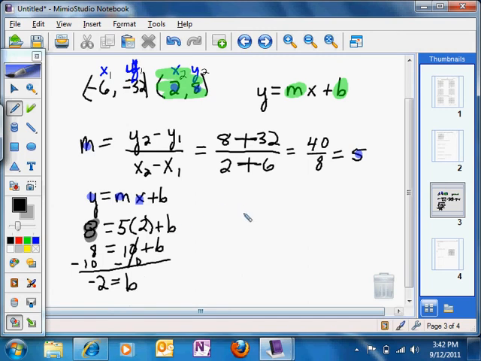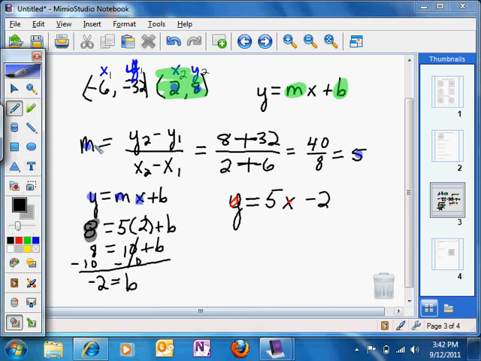Okay? So right now I can write my equation in y equals mx plus b form, that's slope-intercept form, as y equals m, which is my slope 5, x minus 2, my y-intercept. So remember, when you're writing this equation, this y and this x are going to be part of it. So what I have right now is y equals 5x minus 2, and I want to convert that to standard form.